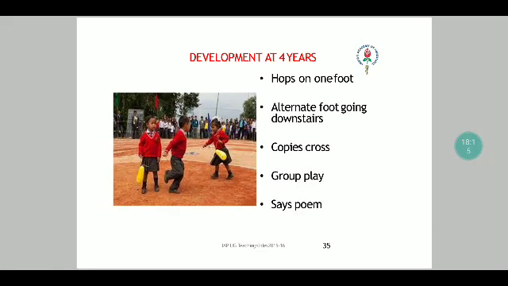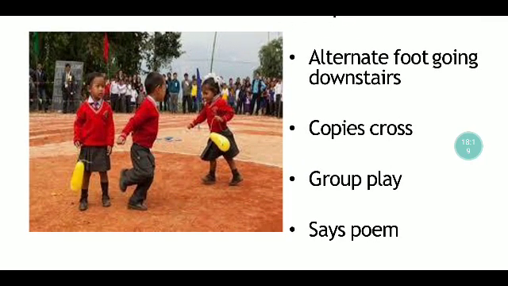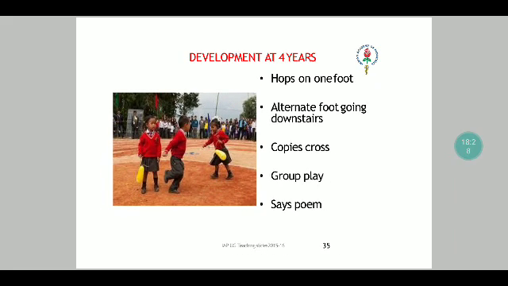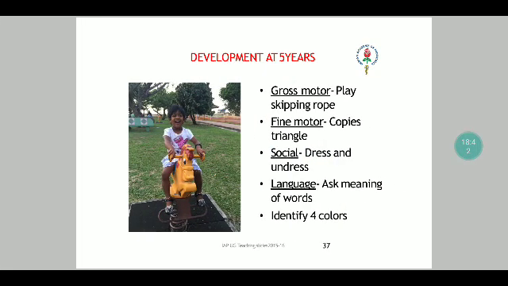At 4th year, the child is able to hop on 1 foot, as you can see, the middle child in the image, and is also able to copy a cross and play in a small and cooperative group, as you can see in the picture, and is also able to say a poem with a song. Another image of the child hopping on 1 foot, and a fine motor milestone attained by 4.5 years is able to draw a rectangle and copy a cross as well.